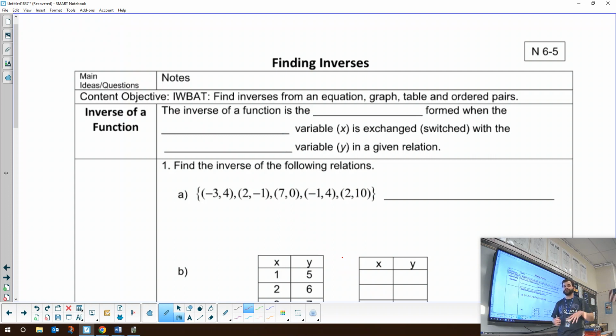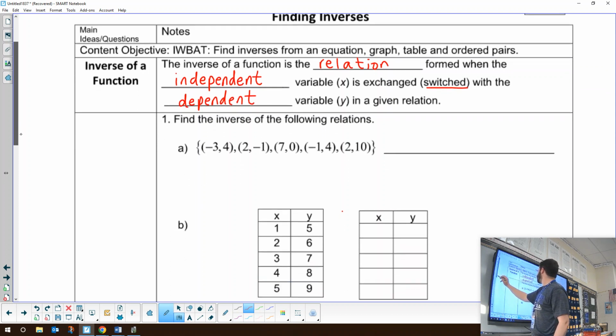Well, essentially an inverse is whenever you switch your x and y values. So the inverse of a function is the relation, which is similar to a function, but it is the relation formed when the independent variable, which is your x value, is exchanged or switched with the dependent variable. Okay, so what does that mean? All we're doing really is switching x and y. That's how you find an inverse, you just switch your x and y.